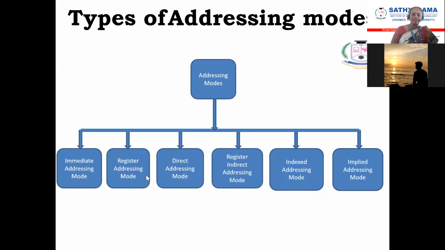Now we will directly go on to the types of addressing modes. How many types are there? 6 types are there. I told you addressing modes is one of the important 6-mark questions. So please listen carefully. It is a very easy one. The modes are immediate, register addressing mode, direct addressing mode, register indirect addressing mode, indexed addressing mode, implied addressing mode.